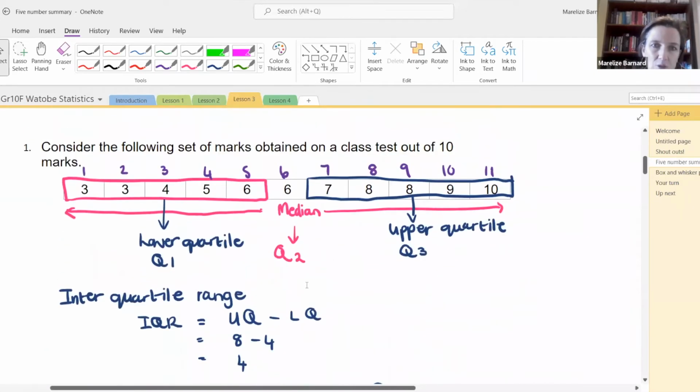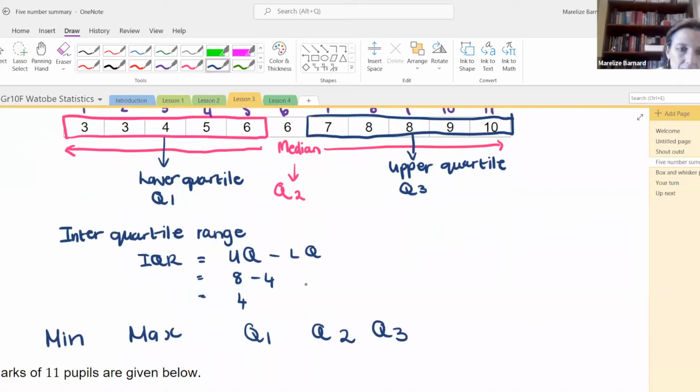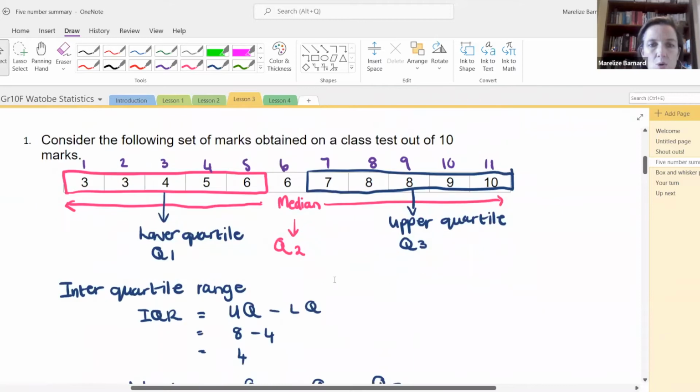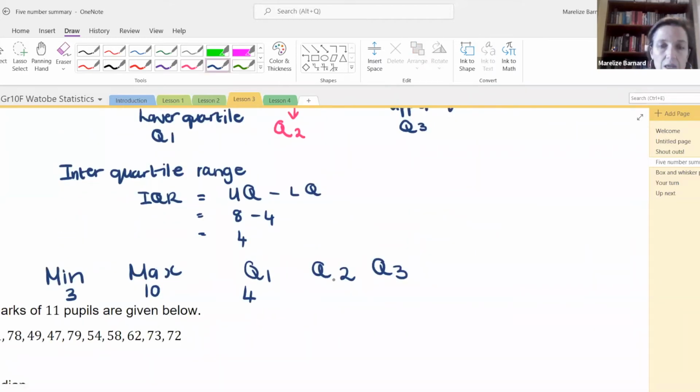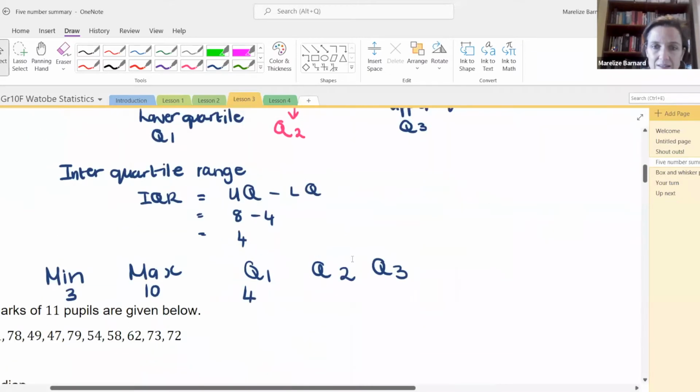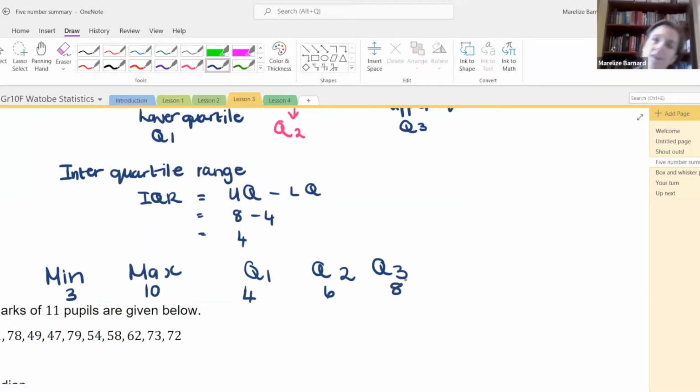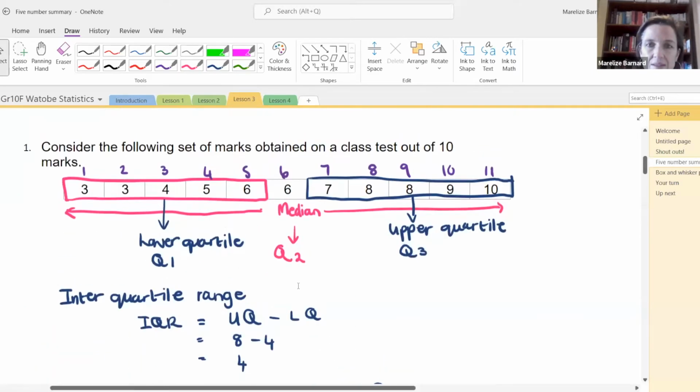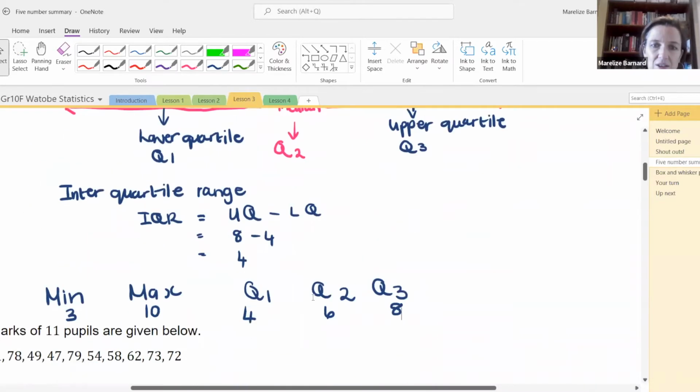So our minimum value, which is our lowest value, is 3. Our maximum value is 10. Our lower quartile was 4. Q2, which is just another word for the median, that is 6. And Q3 is the upper quartile, that's 8. Right, so those 5 numbers make up not the interquartile range, but the 5-number summary. Okay, so the max is 10.